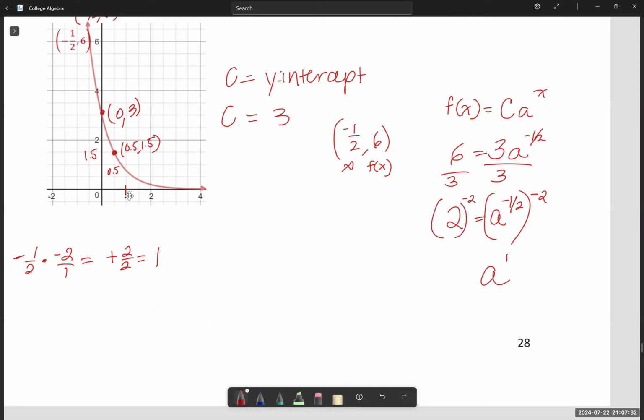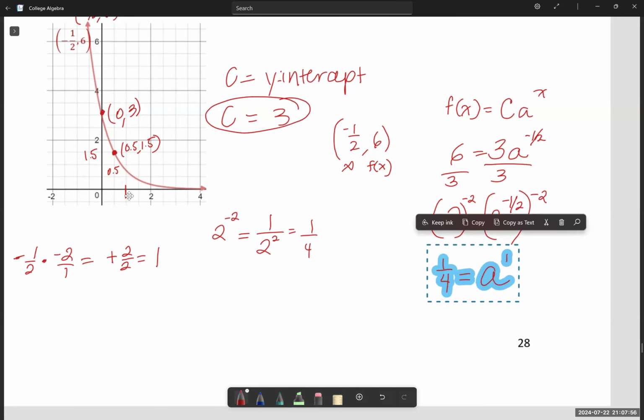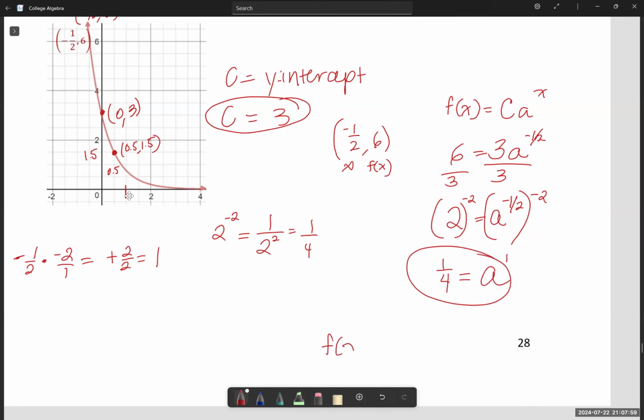And 2 to the negative 2 power is just 1/4. You should remember that from algebra 2. A negative exponent is the same thing as 1 over that exponent positive. So this is just 1/4. So we have A is our 1/4. Now we have A and we have C, and we can put it together: f of x equals 3 times 1/4 to the x.